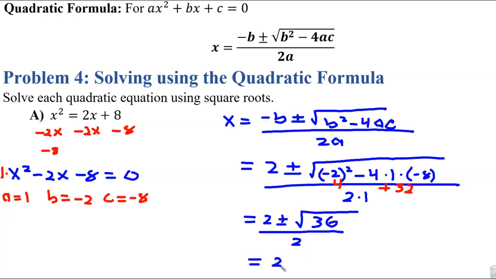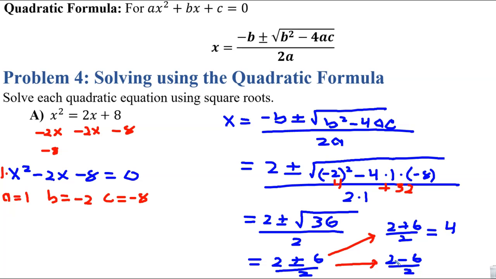So this will turn into 2 plus or minus the square root of 36, which is just a 6, over 2. As I run out of room here, we can turn this into 2 separate solutions, one for the positive, one for the negative. So we can write it as 2 plus 6 over 2. 2 plus 6 is 8, and 8 divided by 2 is a 4. And 2 minus 6 over 2. 2 minus 6 would be a negative 4, and negative 4 over 2 would be a negative 2. All right, so there are my 2 solutions.